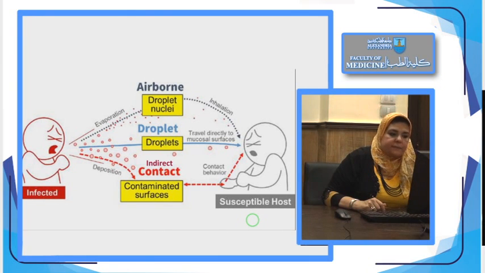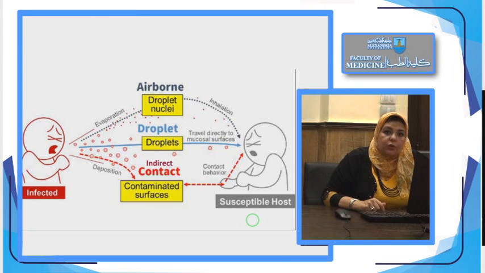The large sized particles are deposited on surfaces, forming what are called fomites or contaminated surfaces. And by contact behavior, bad personal hygiene, it is transmitted by indirect contact to the susceptible host, and this type of transmission is known as indirect contact transmission. That's why influenza is transmitted by 3 methods: droplet contact transmission, droplet nuclei airborne transmission, and indirect contact transmission through contaminated surfaces.